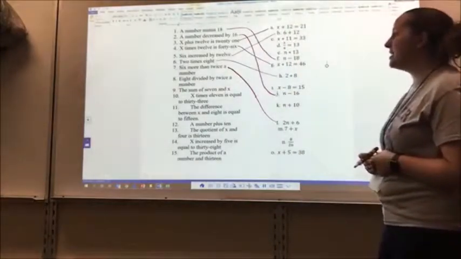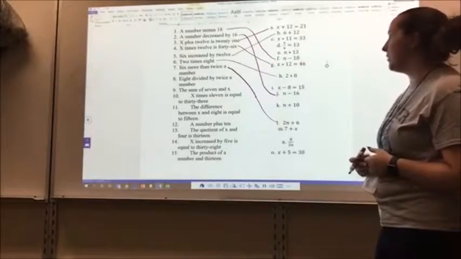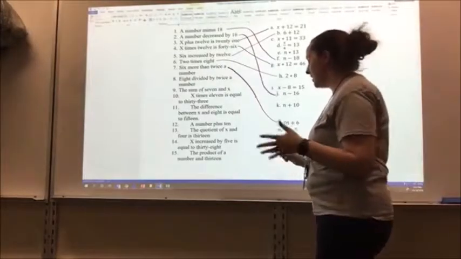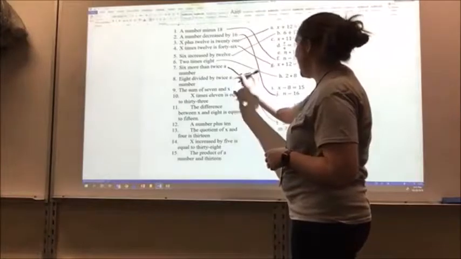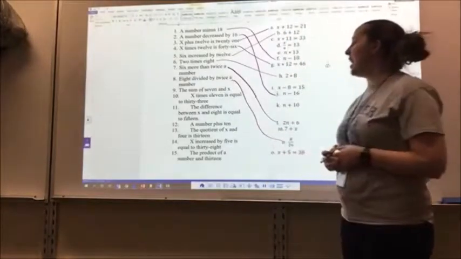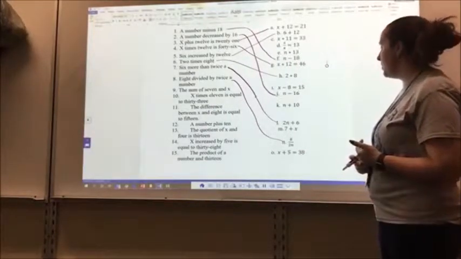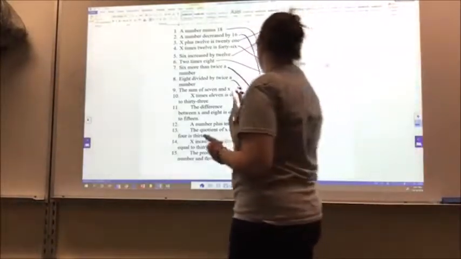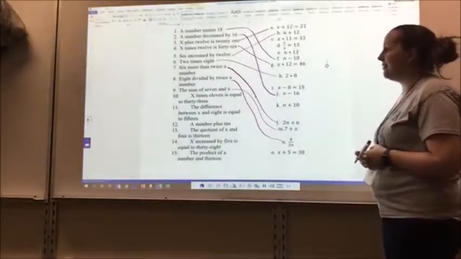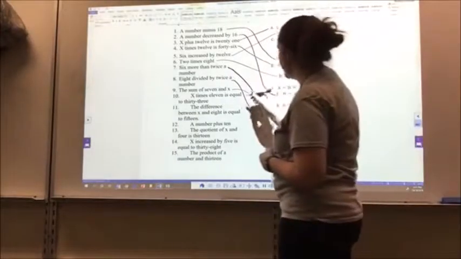Number 8, 8 divided by twice a number. So 8 divided by, I'm looking for a division. And twice the number is 2 times n, or 2 times any variable. So 8 matches with n. Okay. Number 9, the sum of 7 and x. Sum is addition. So 7 plus x is m. Number 10, x times 11 is equal to 33. So x times 11 equals 33, that's C.